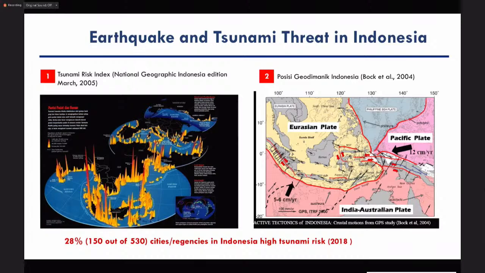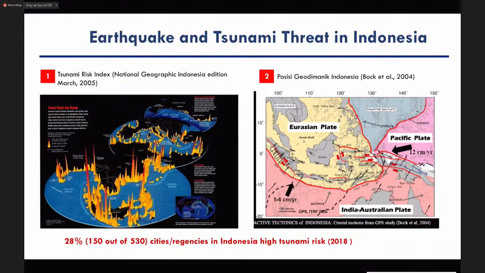On the left side, this picture has given me inspiration. It was revealed by National Geographic back in 2005. The most important thing I would like to highlight is that they understood that the west coast of Sumatra, the south coast of Java, and some other areas in Indonesia, like Sulawesi and the east coast of Kalimantan, are very prone to tsunami. They said this is the tsunami risk index.